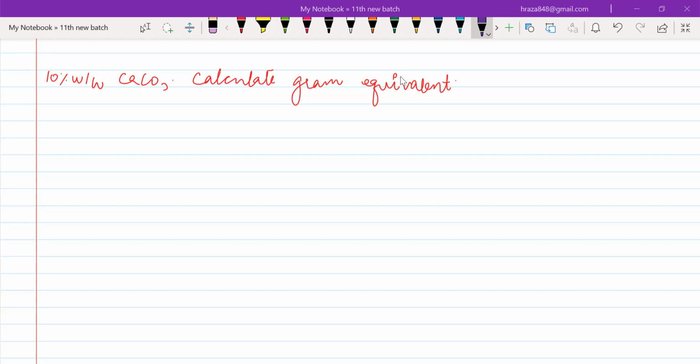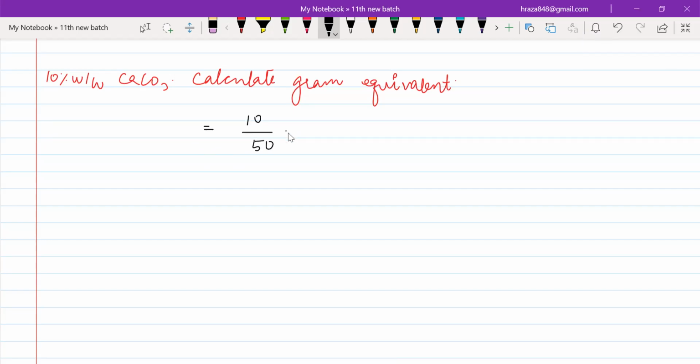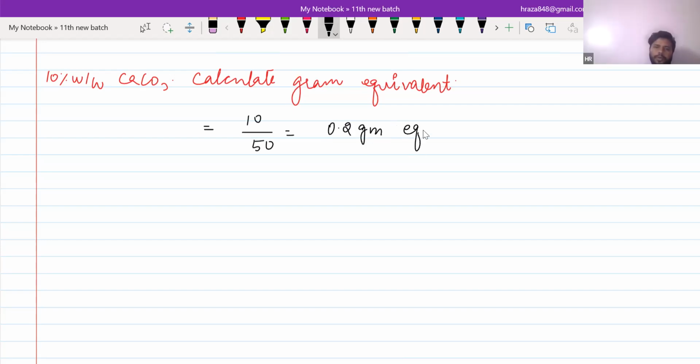So 0.2 gram equivalent. What you just did is, gram equivalent given was 10 upon 50, so it is equal to 1 by 5, which is 0.2. Very good.